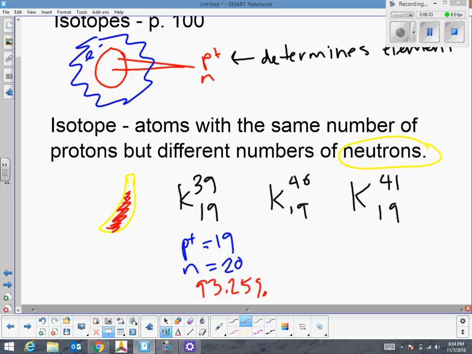So that's potassium 39. Now if I look at my second isotope of potassium, how many protons does it have? It has 19 because it's still potassium, but its mass number is 40. So 40 minus 19 is going to give you 21 neutrons. Well, how relatively abundant is that isotope?